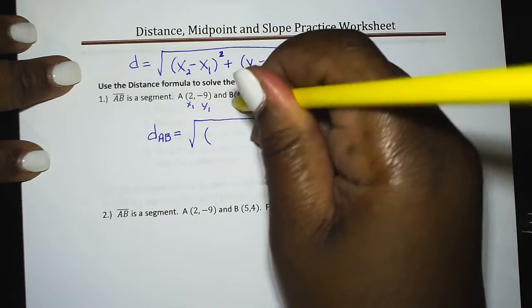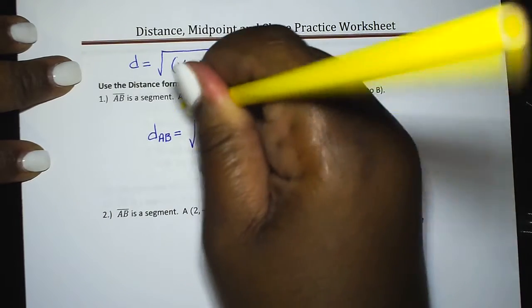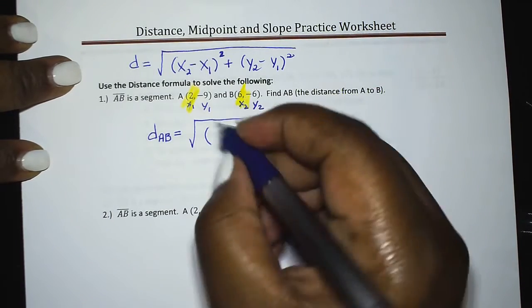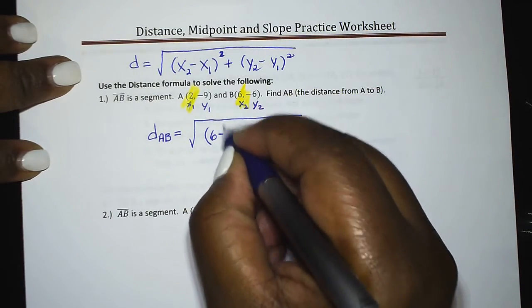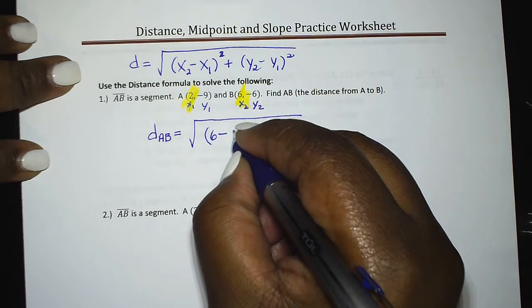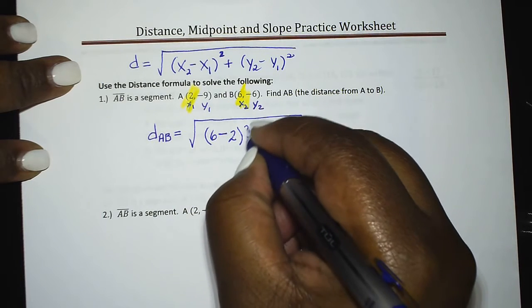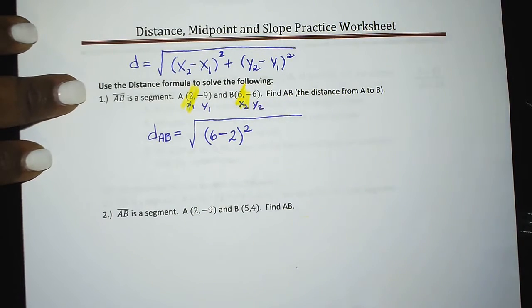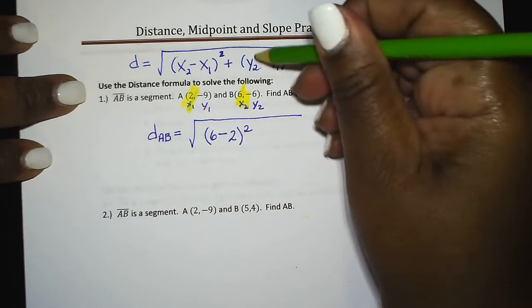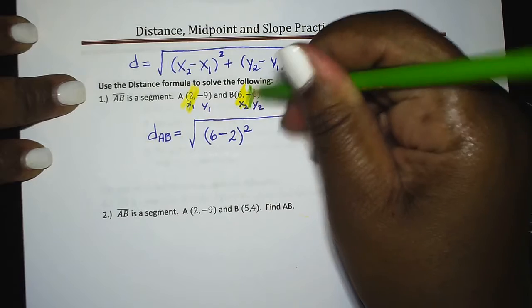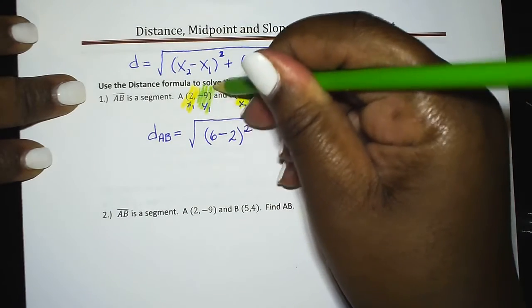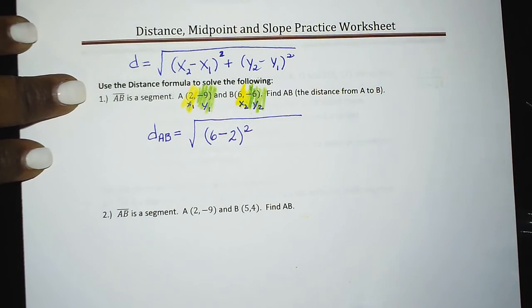x2 is right here, and x1 is right here. So it's going to be the square root of 6 minus, because that minus sign, and we got the 2 here, and we're going to square it. Now let's do the next one. The y values, here's your y2, here's your y1, all right?